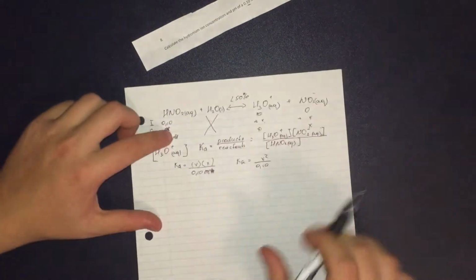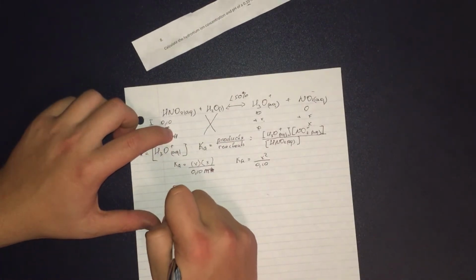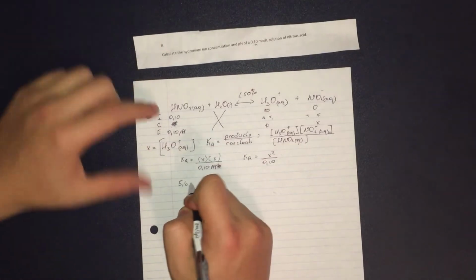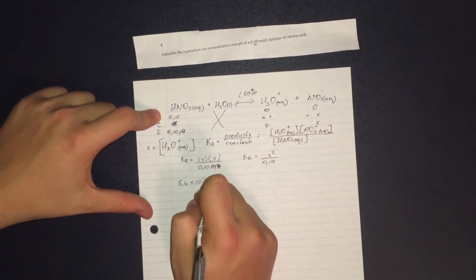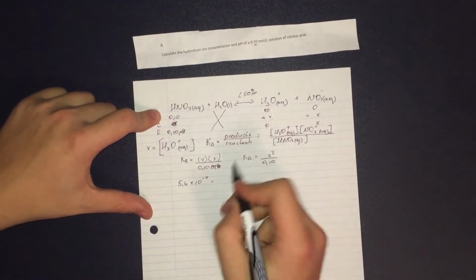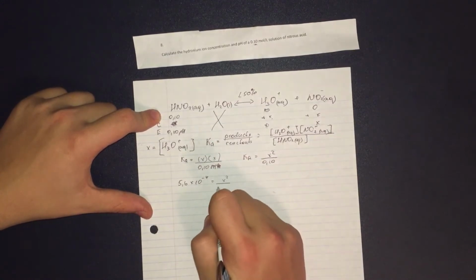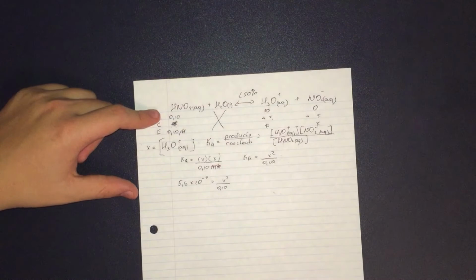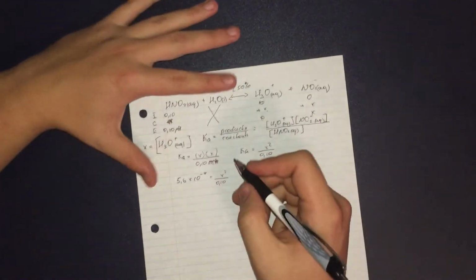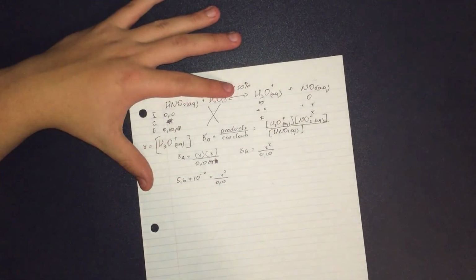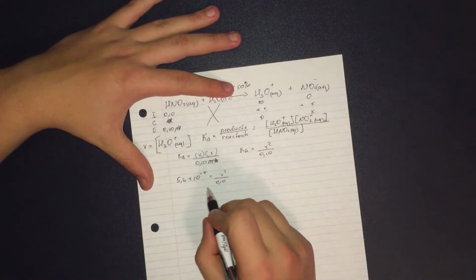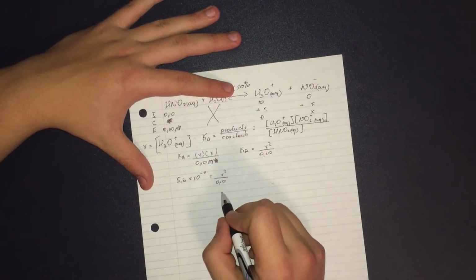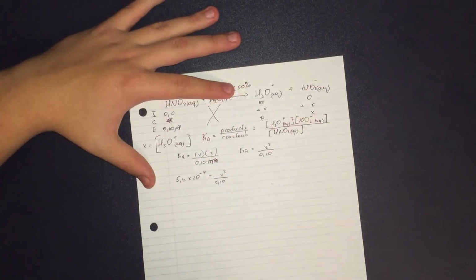Okay, that means 5.6 times 10 to negative 4 is equal to x squared over 0.10.